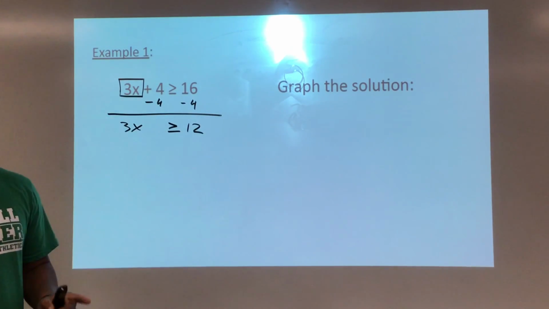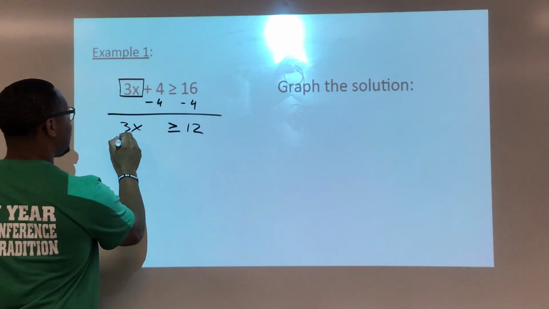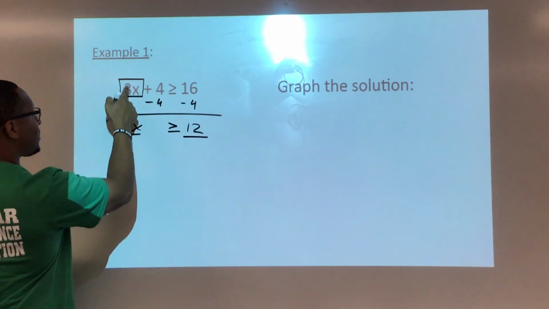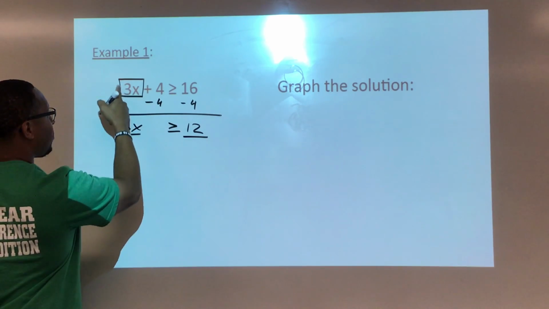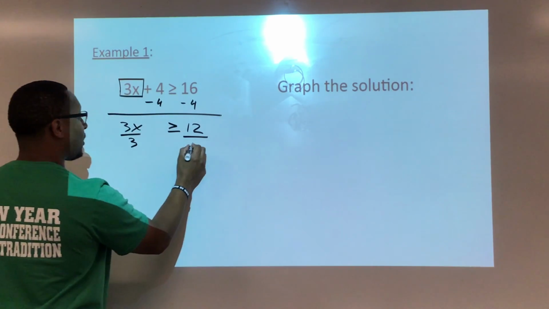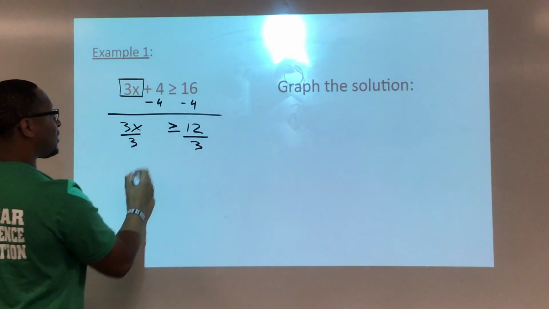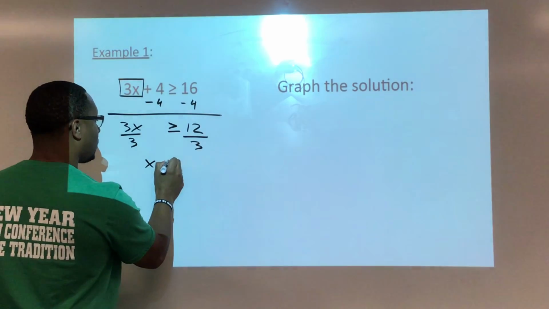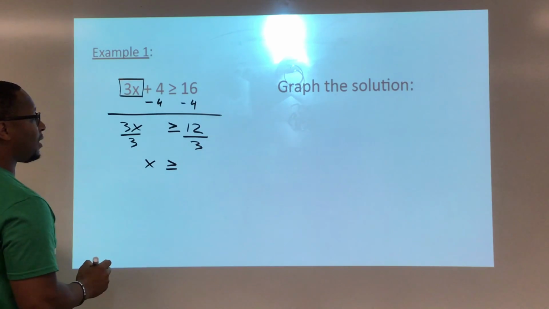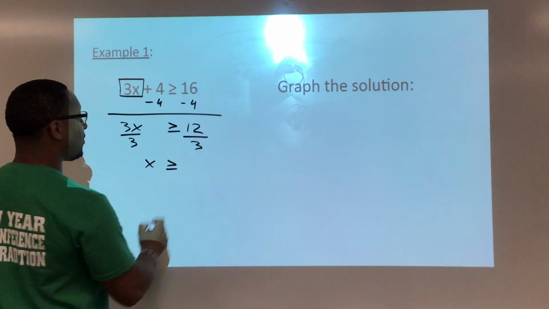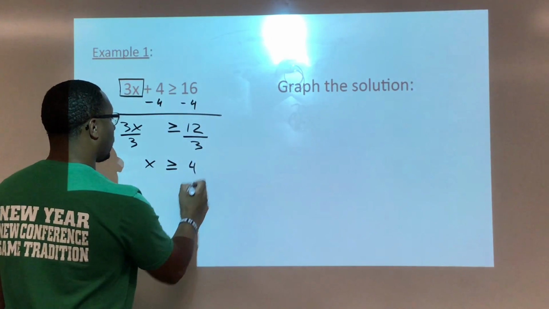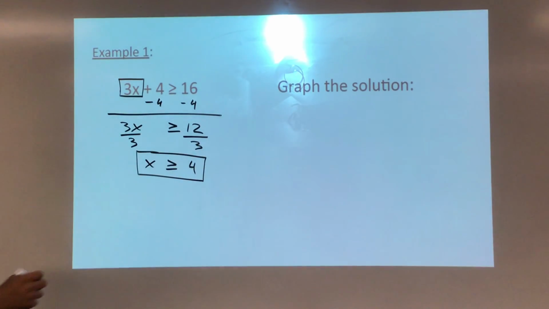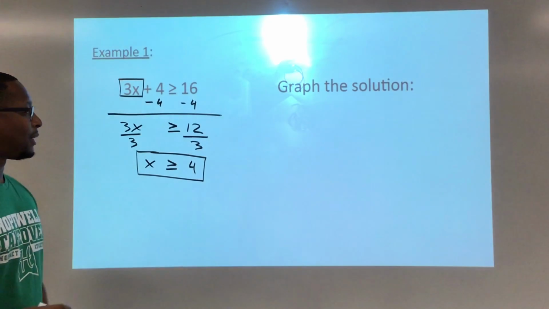And in order to get a solution, I now need to divide both sides by whatever number is next to x. The number that I put in the box there, which is 3. I'm going to ask myself, what's 12 divided by 3? And that's going to give me x is greater than or equal to 4. So this is the solution to the inequality.